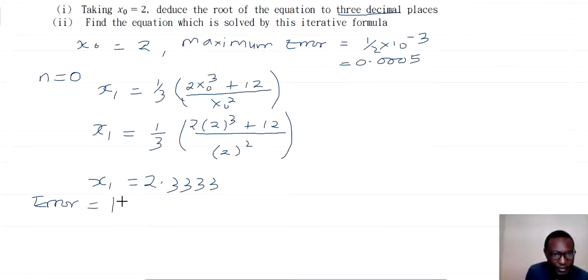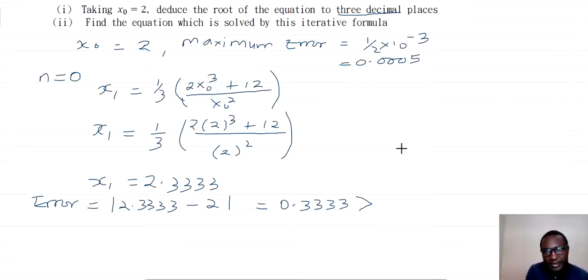Let's check on the error before we proceed. Error is the magnitude of 2.3333 minus 2, which gives us 0.3333, and this is greater than the maximum possible error that is required of us, 0.0005. So this tells us that we must continue calculating or iterating. So we go for when n is equal to now 1.